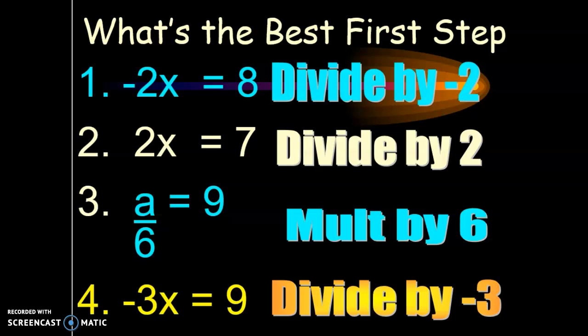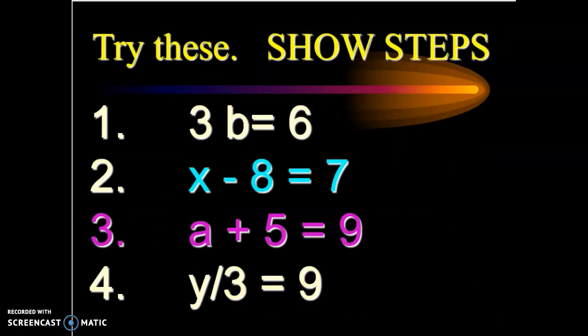And the last one, number 4, we've got a negative 3x equals 9. How do you get rid of a times on negative 3? Remember, I want x by itself. So the opposite of multiplying that negative 3 would be dividing by negative 3. Now, I've got 4 that I would like you to try, and I want you to show your steps.